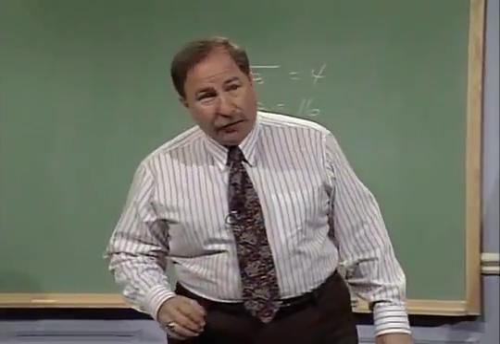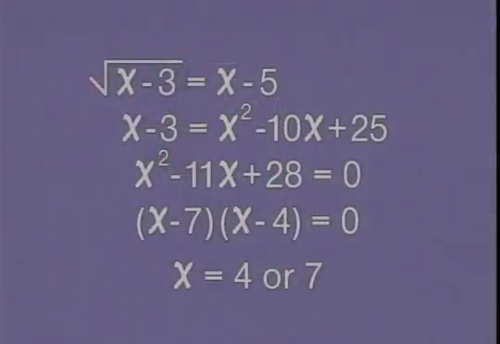Let's take a look at the next visual and another square root equation. This equation looks very similar. That is, you have a square root equal to a linear term. The square root of x minus 3 equals x minus 5. We square both sides. We have a quadratic. We move everything to the left side. And we get a quadratic equal to 0. We factor, set each factor equal to 0, and as seen in the last line, we get the solution x equals 4 or x equals 7.